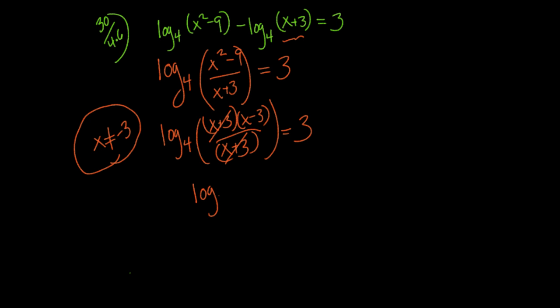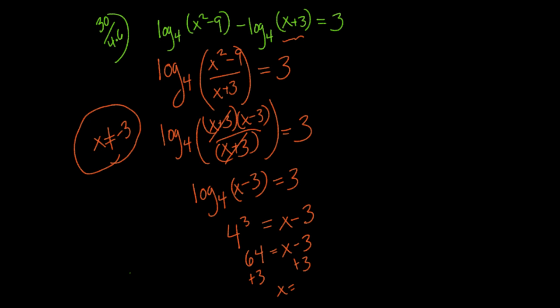So now our simpler expression is log base 4 of x minus 3 equals 3, and I'm going to write that in exponential form: 4 to the 3 equals x minus 3. 4 to the 3 is 64. 64 equals x minus 3, add 3 to both sides, and x is equal to 67. To check, 67 squared minus 9 is greater than 0, and 67 plus 3 is also greater than 0. So it's okay to say that 67 is our solution.